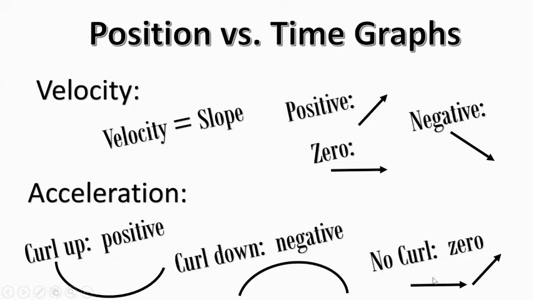If you see no curl, it could be flat, it could be diagonal, but it's not curling, it's just a straight line. That means that there is no acceleration. So when you translate that into velocity information, you expect no acceleration to be there.